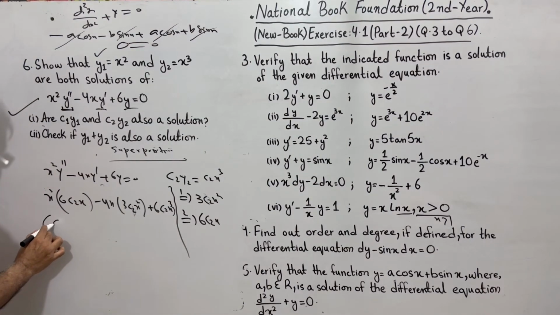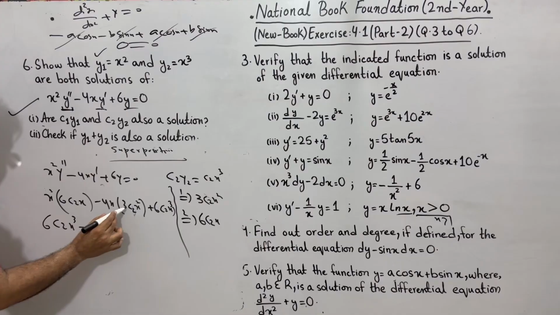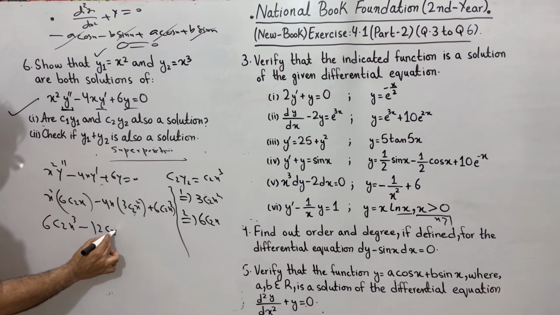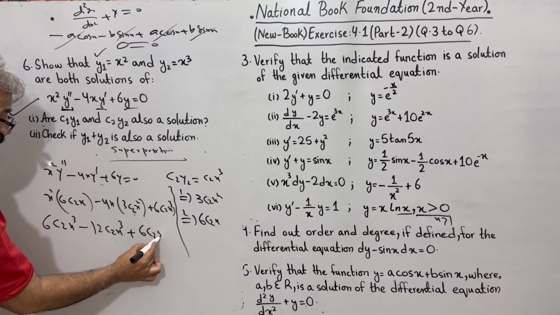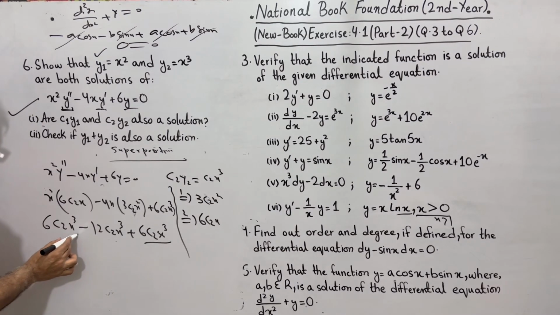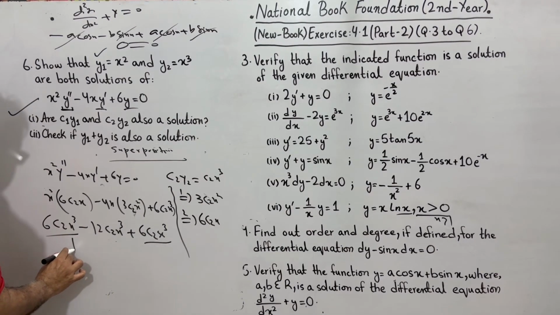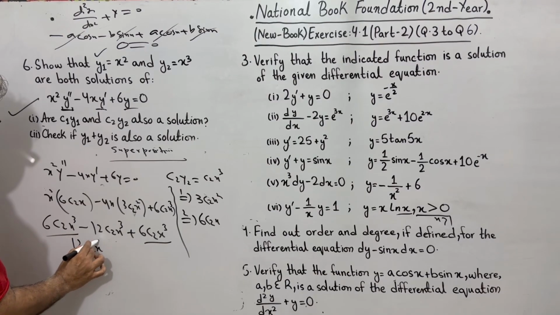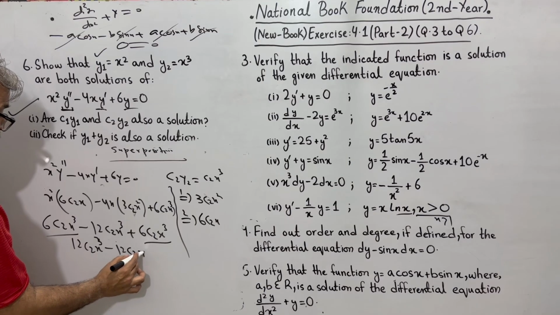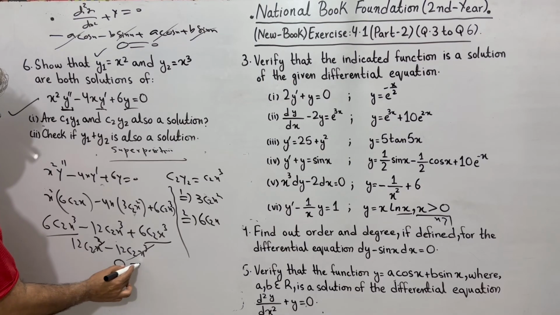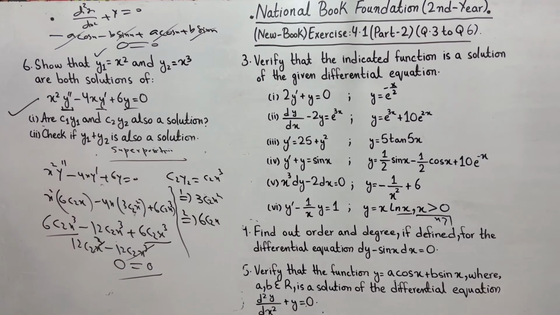It will become 6c2x cube. 4 3 the 12 c2x cube plus 6c2x cube. Look at this, positive 6 positives. It will become 12 c2x cube minus, that's also 12 c2x cube. Cancel out. Yeah, 0 is equal to 0. It's a solution. And this is known as superposition principle.